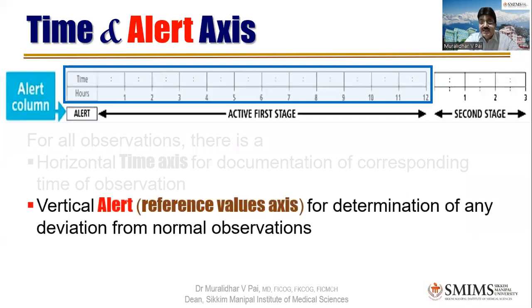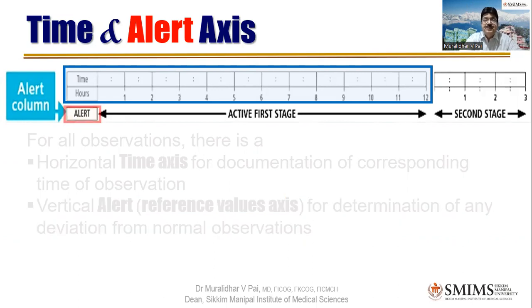The second one is a column, the vertical alert. This is the one which actually gives the reference values for determination of any deviation from normal observation. So you have a timeline for every observation, and you have the alert, or a reference value, for that particular observation. That is given in the vertical column.